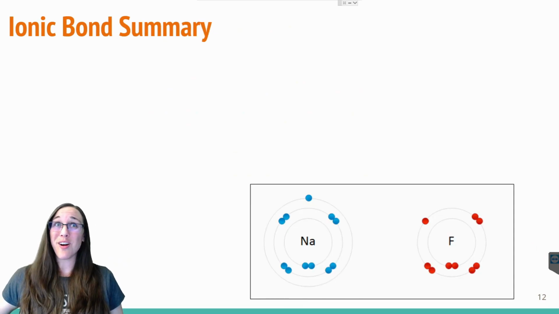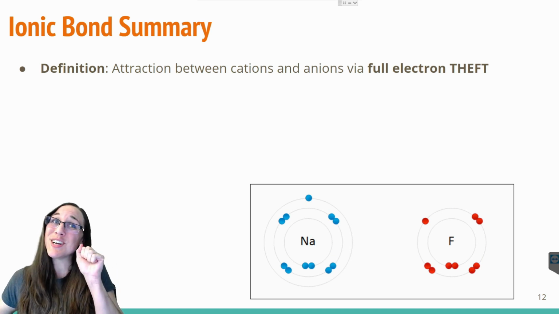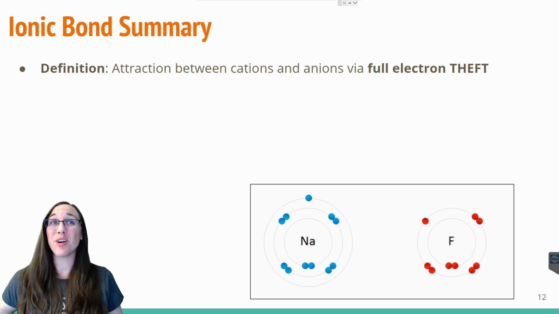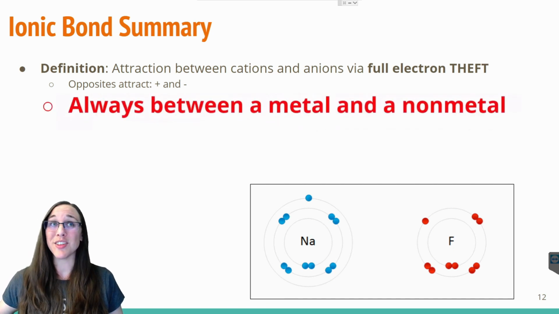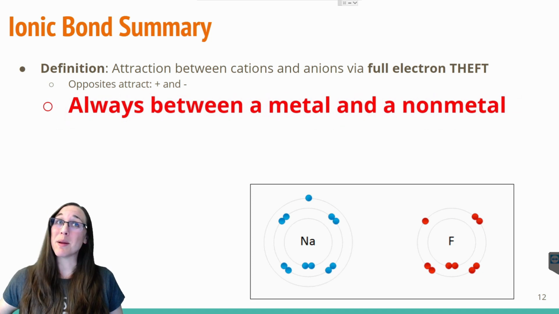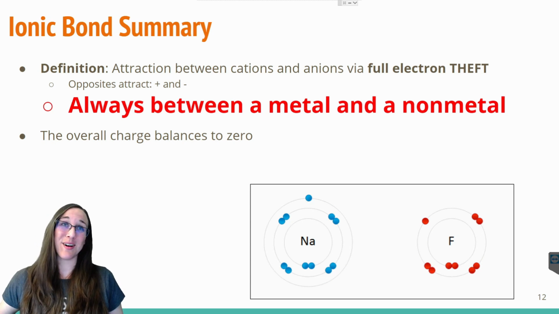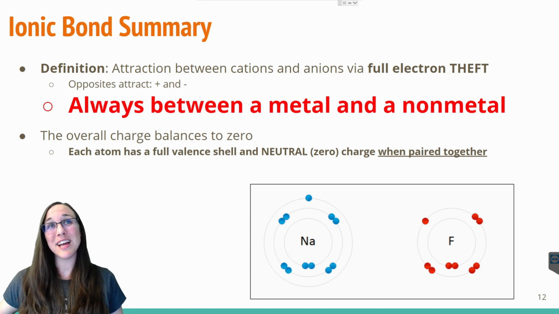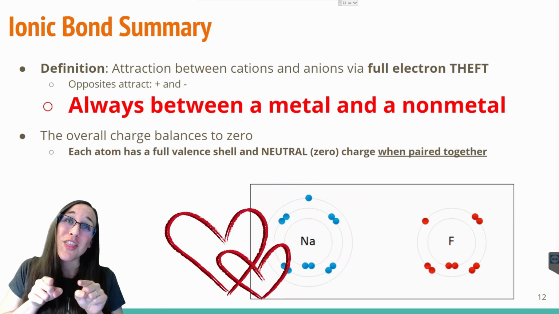So in summary, what are ionic bonds? They are the attraction between a cation, a positively charged atom, and an anion, a negatively charged atom, via the full electron theft, or taking, or giving. The resulting charges, the positive and negative, cause the two atoms to attract to each other. And it's always going to be an attraction between a metal and a non-metal atom, and the overall charge that they have together balances to zero. And when it balances to zero, this means that together they are neutral, and they each have their own full valence shell. In other words, they complete each other.